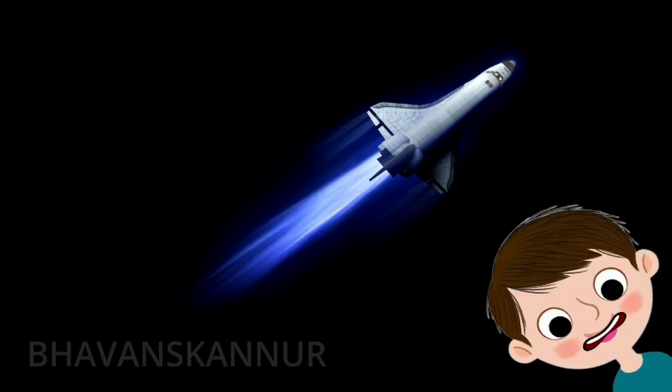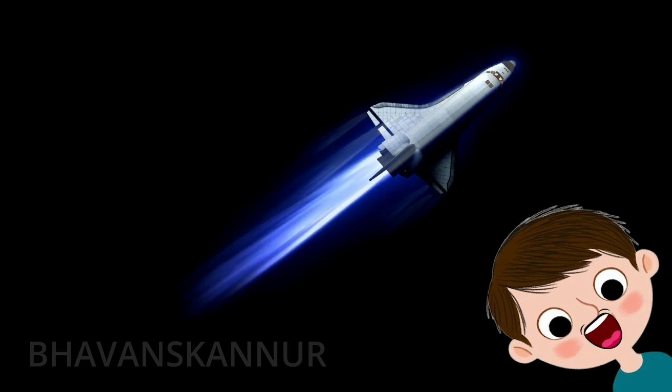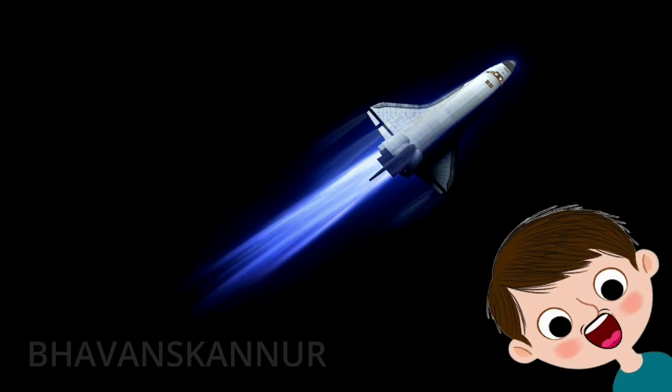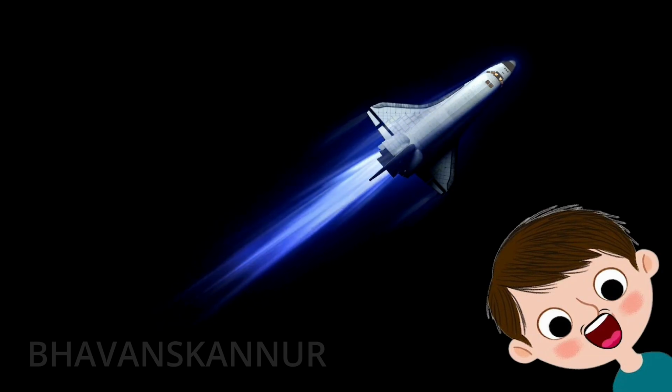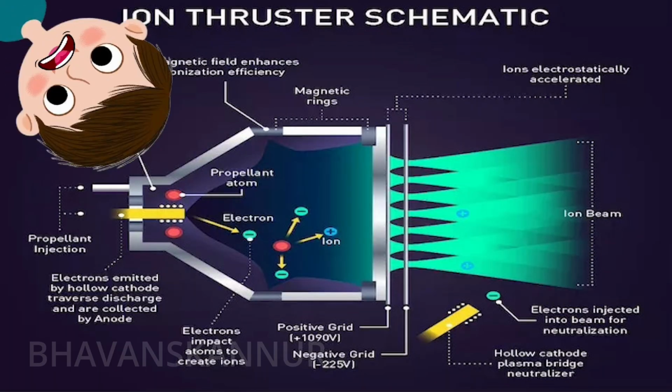Imagine a spacecraft gliding silently through the cosmos, its engine glowing softly with blue light. This is not science fiction. It's the magic of an ionic thruster. Ionic thruster? What is it exactly? At its core, an ionic thruster, or ion propulsion system, is a type of electric propulsion used in spacecraft.